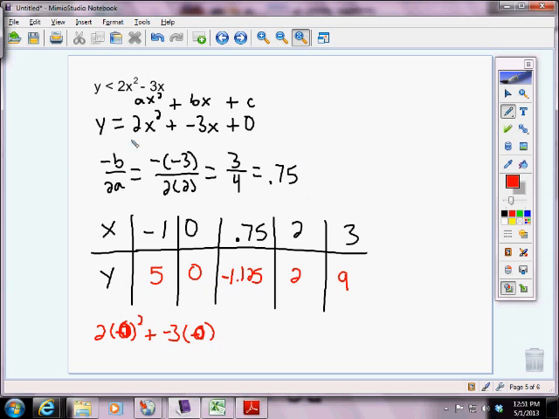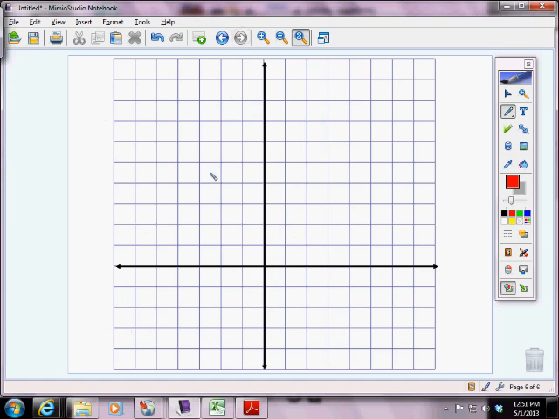So we use this to find the x value of our vertex. And then we find input-output values, and we're going to graph these relations on a coordinate plane. So I'm going to graph it on here. I'm going to graph negative 1, 5. I'm going to graph 0, 0. I'm going to graph 0.75, negative 1.25, so kind of in there. I'm going to graph 2, 2, and 3, 9. So it's 5, 6, 7, 8, 9. Okay, so you can kind of see this parabolic shape here.